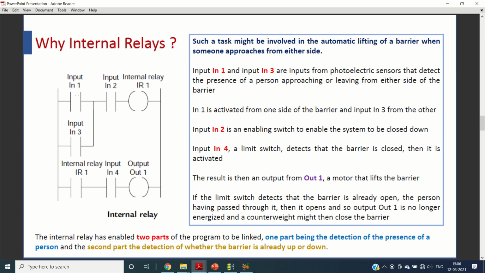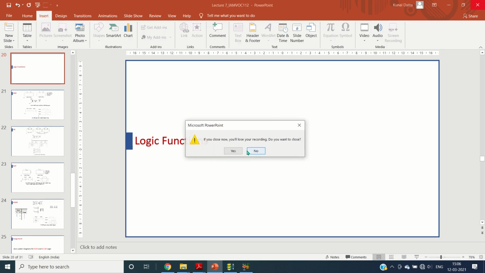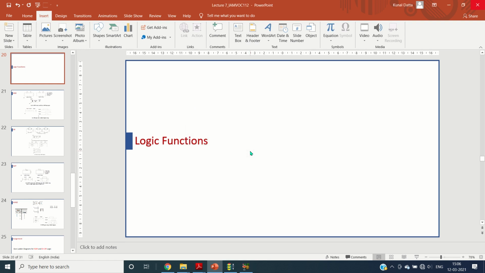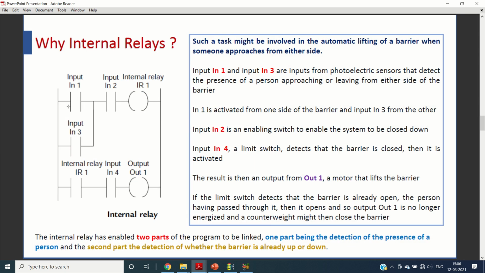Now suppose this input has become on. What I will do, I will go for this PPT. Okay, it is not possible for me. You try to get it understood this way.